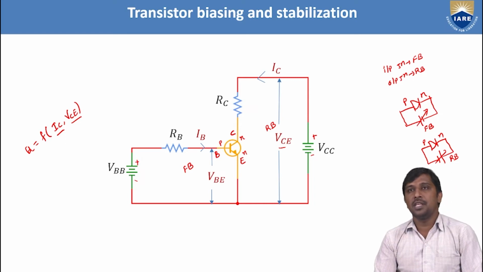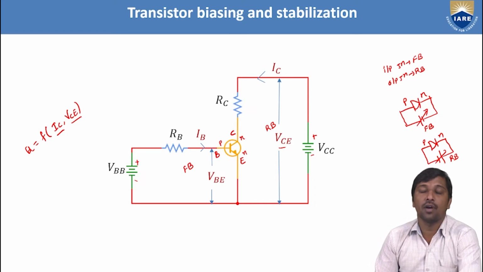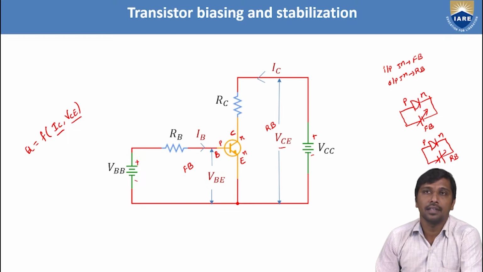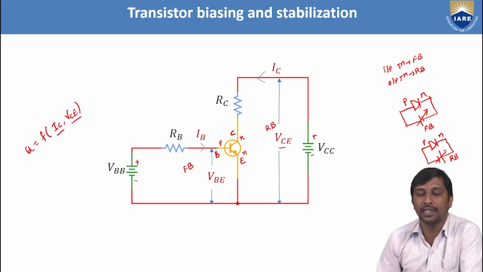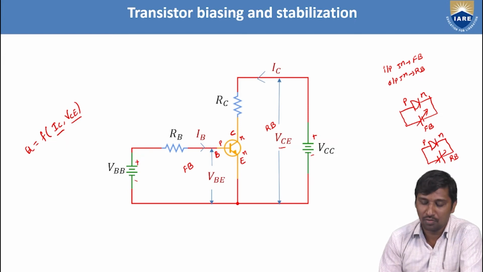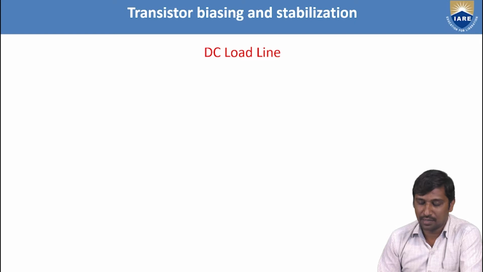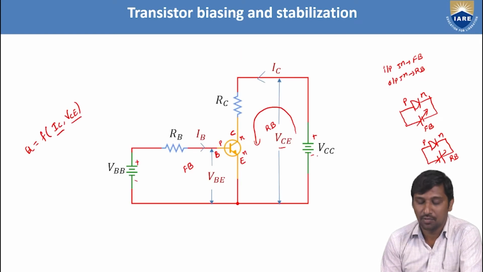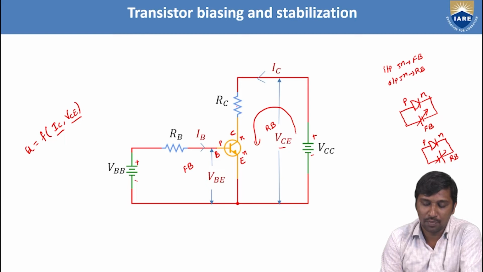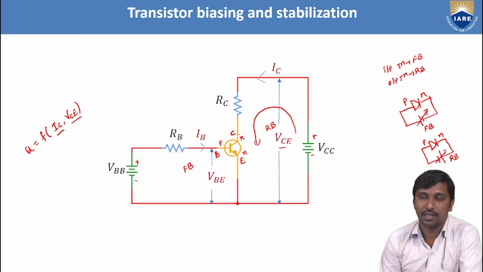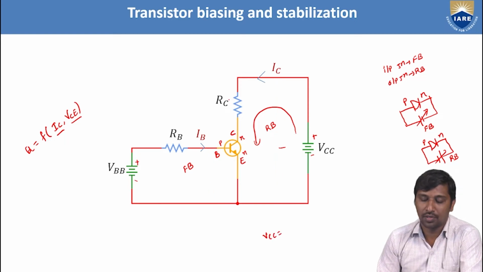So now we need to identify the Q point for the collector current and the Q point for the output voltage. To determine this Q point, we need to apply KVL analysis at the output side. So how do we write this? VCC is equal to the voltage drop across the collector resistance along with the potential difference between collector and emitter.